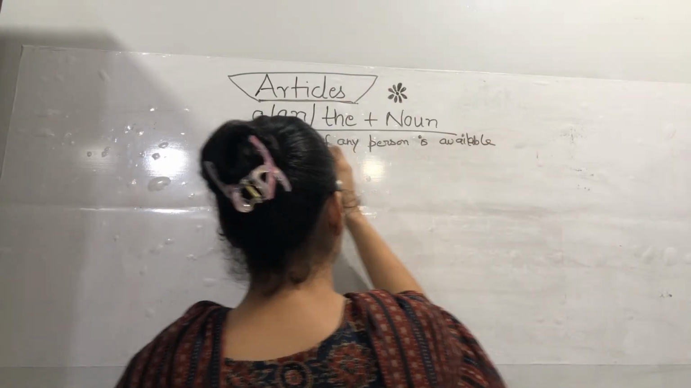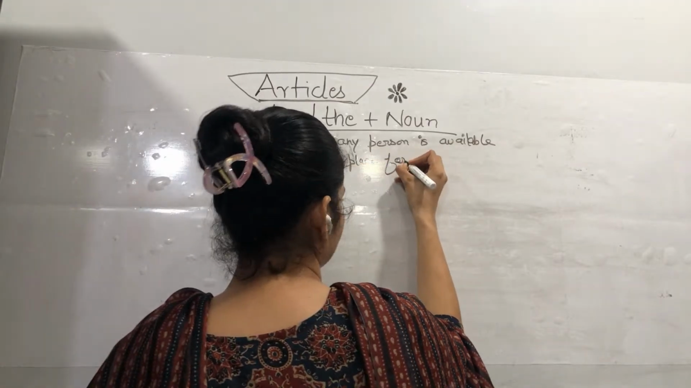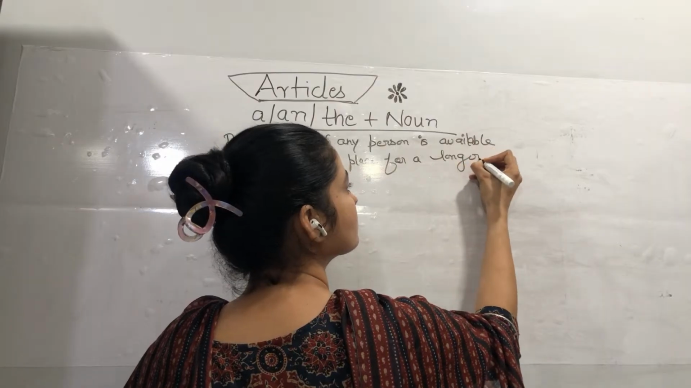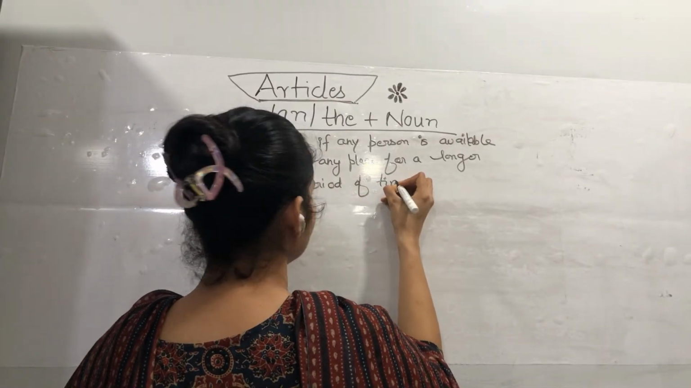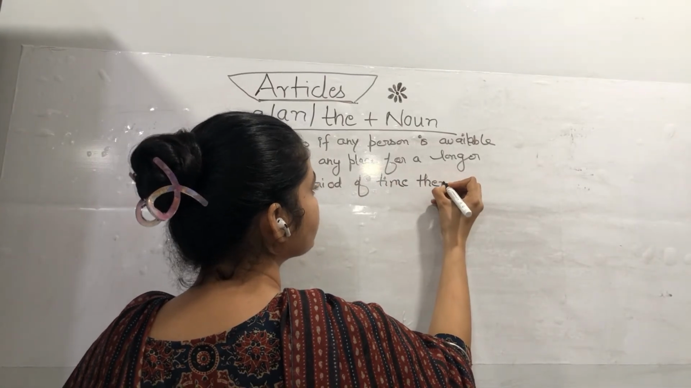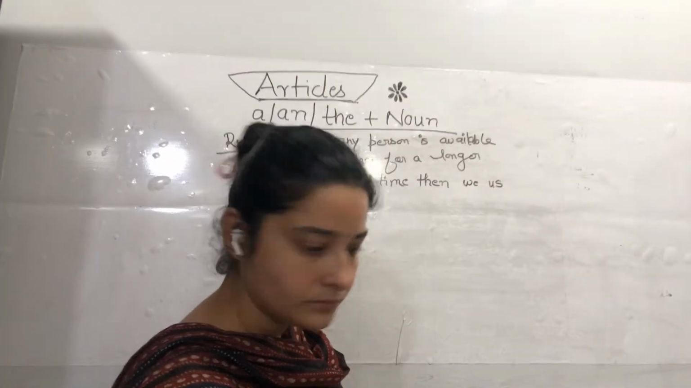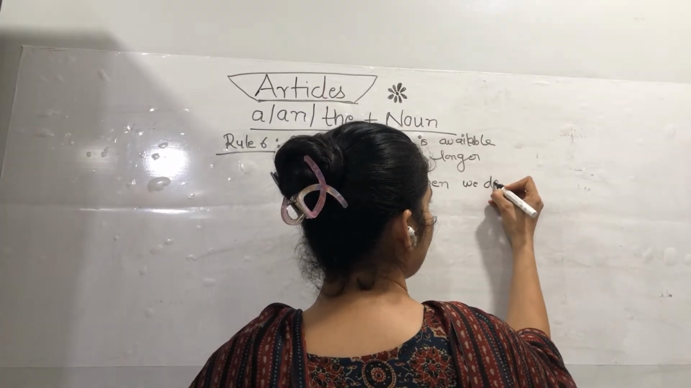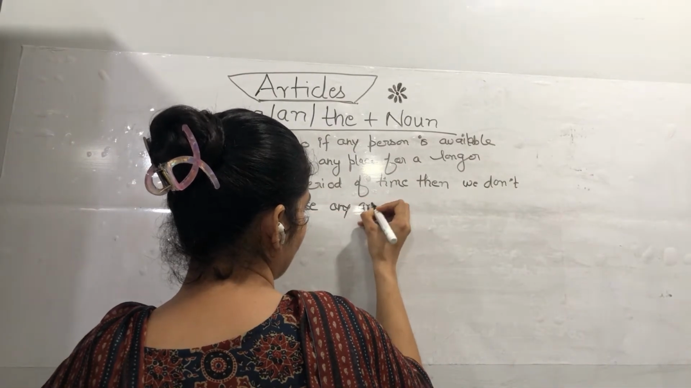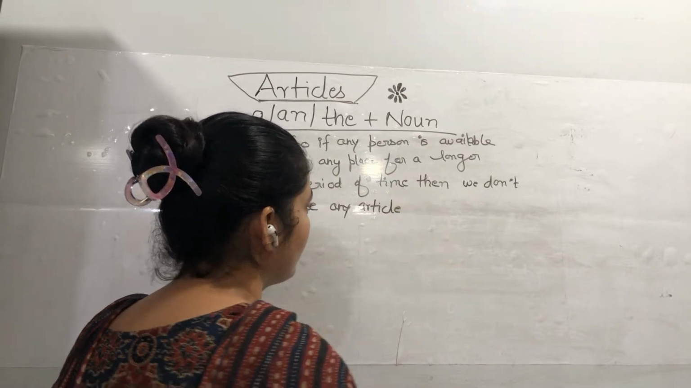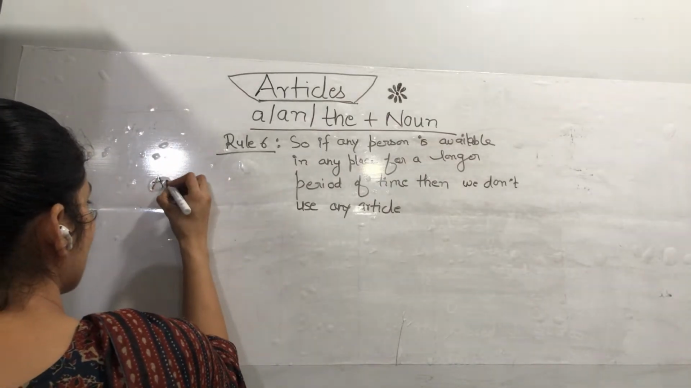in any place for a longer period of time, then we use, I'll explain through an example. We don't use any article, whether it is a, whether it is an, and the. Okay, a, an and the. And don't get confused, articles are of 2 types.